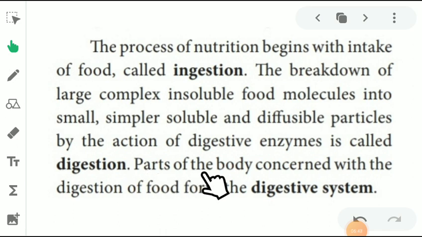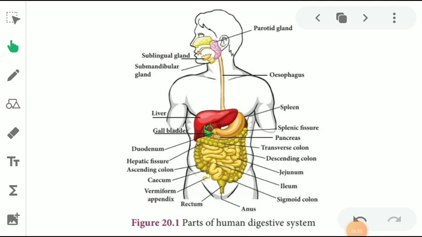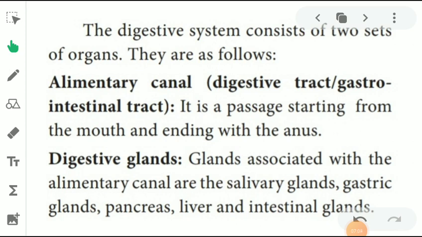The parts of the body concerned with digestion: what are the parts of the body involved in digestion that form the digestive system? This is the digestive system. The digestive system is of two types. One is the alimentary canal, the digestive tract, the passage starting from the mouth and ending with the anus. The other is the digestive glands associated with the alimentary canal: salivary glands, gastric glands, pancreas, liver and intestinal glands.